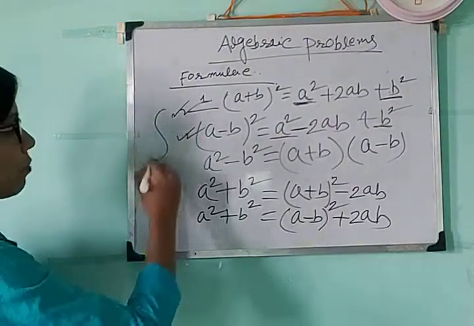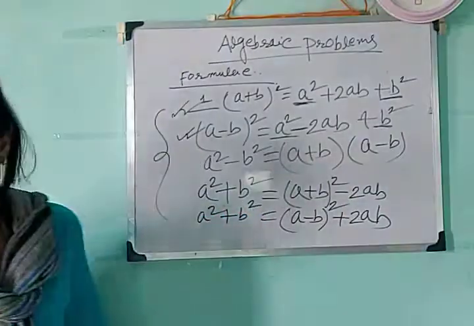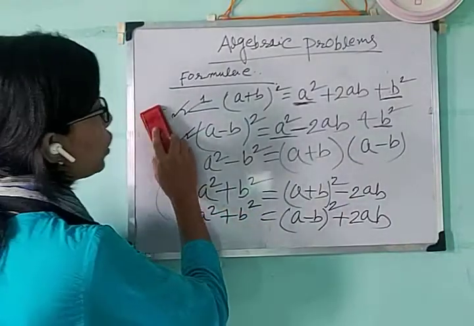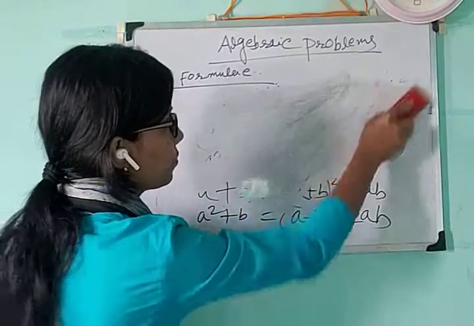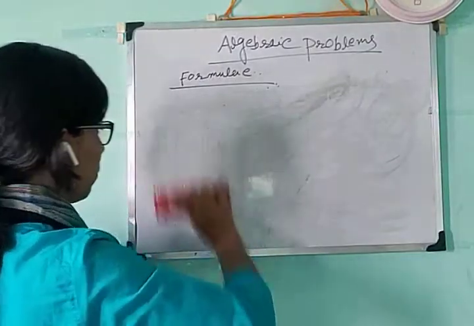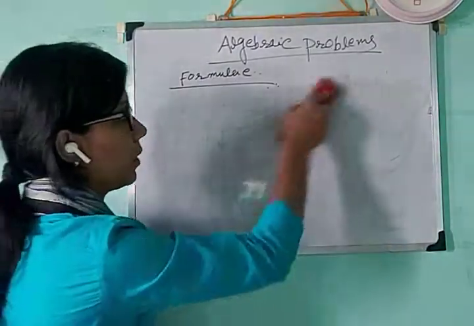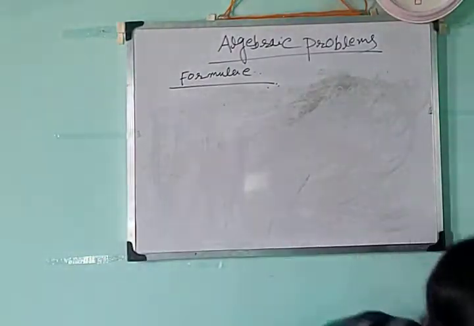So these are some square formulas of algebra. Now we have to read some cube formulas.